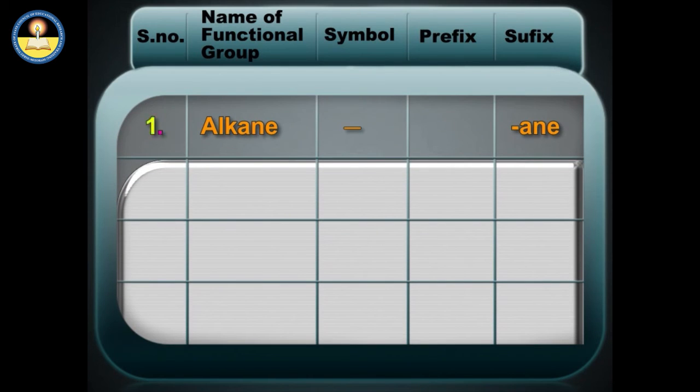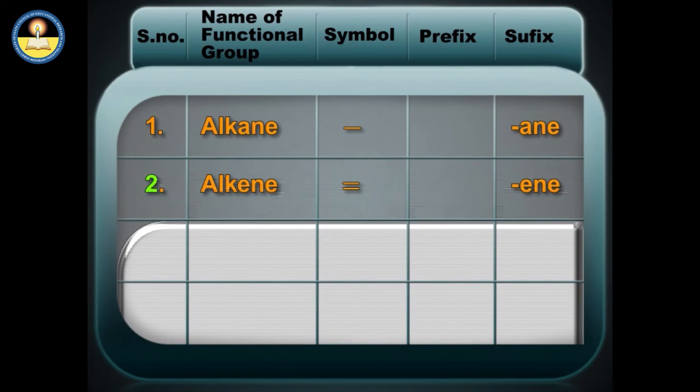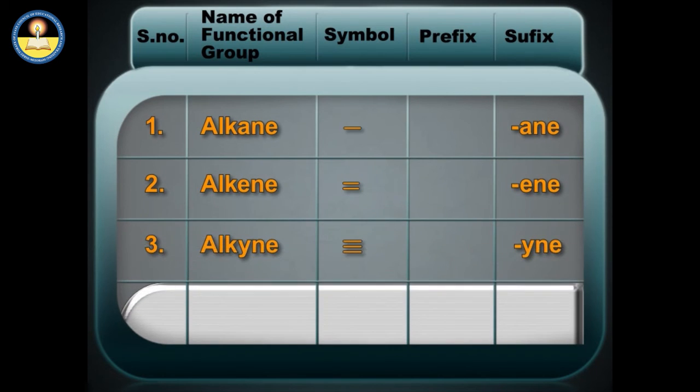We are looking at a table showing the name of the functional group, symbol of that group, prefix and suffix for a particular group. For functional group alkane, the symbol is shown in the table. Its relevant suffix is -ane. For alkene, its relevant suffix is -ene. For alkyne, its relevant suffix is -yne.